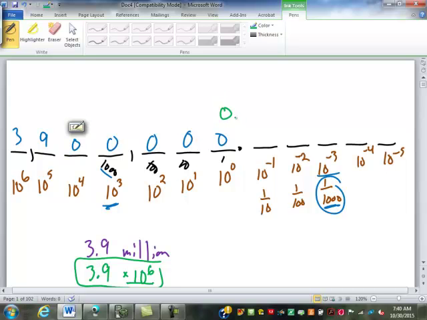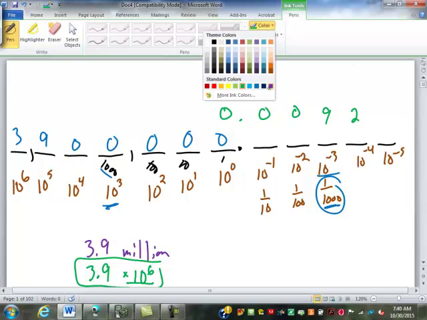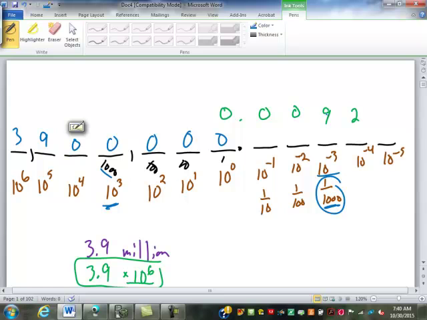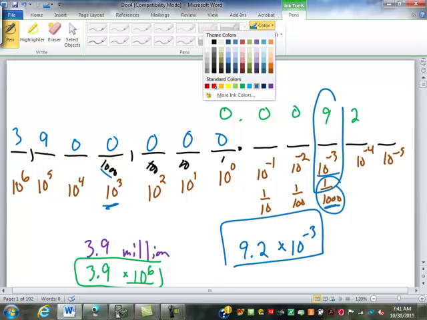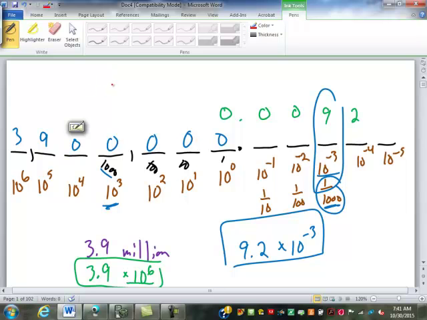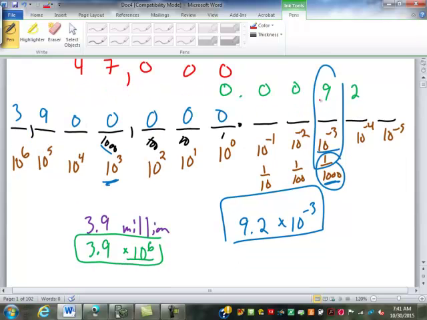So for example, we could have 0.0092. The first non-zero digit is the 9, right? So everything else is going to go after a decimal point. It's going to be 9 and then the 0.2. And what place value is the 9 in? 10 to the negative third. Yeah, there's a lot of science in this one. So then 47,000 would be 4.7. And the 4 is in the 10 to the fourth, so 10 to the fourth.